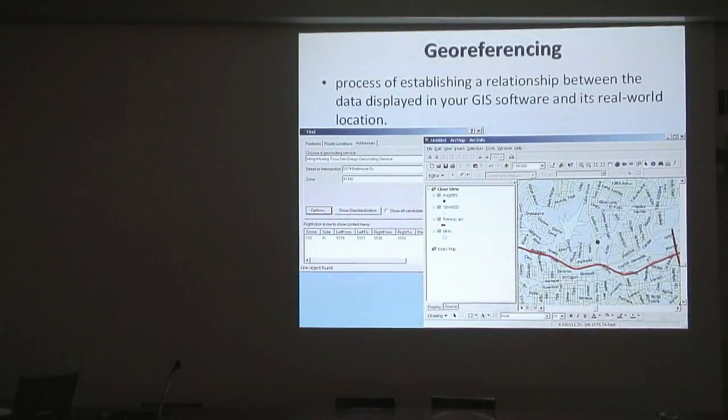Georeferencing. Georeferencing is the process of establishment of relationships between the data displayed in your GIS software and its real-world location. There is an example of address of the patients and the georeference on the map.